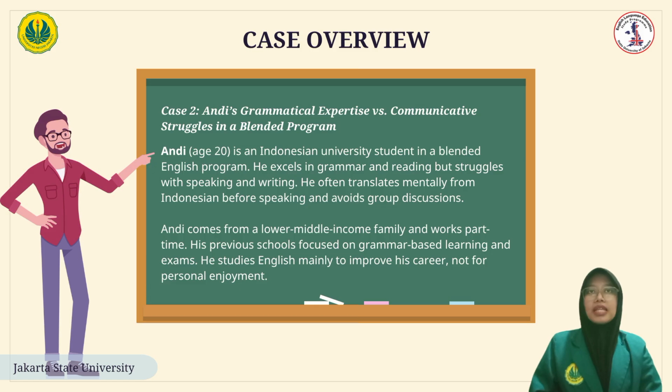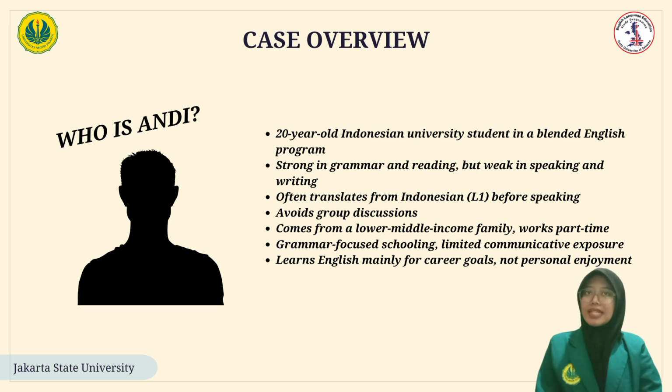This was a brief description of Andi's case, and from here, we can identify several important factors that influence his English learning. So, who is Andi? Based on the case, we can draw several key points about Andi. First, he is a 20-year-old university student studying in a blended English program, combining online and face-to-face learning. He is strong in grammar and reading, but struggles with speaking and writing. This shows an imbalance between receptive and productive skills.